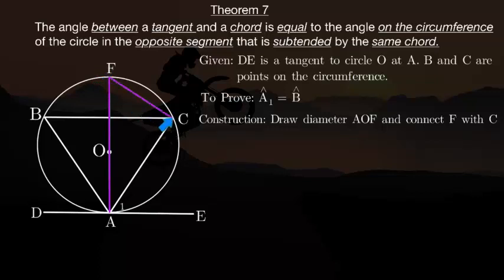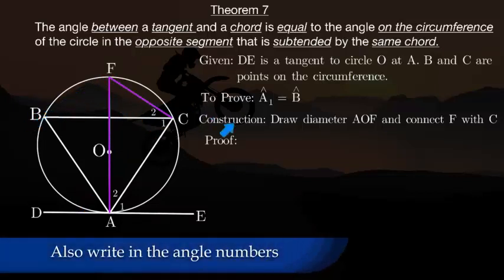Now that's very important because they ask us A1 must be equal to angle B. I'm going to connect F to the other point on the circumference. Got it? If they ask to show that this angle is equal to angle C, then I would have taken this line and I would have connected it to this point B. Okay, so that's the important thing to remember. Now let's start our proof.